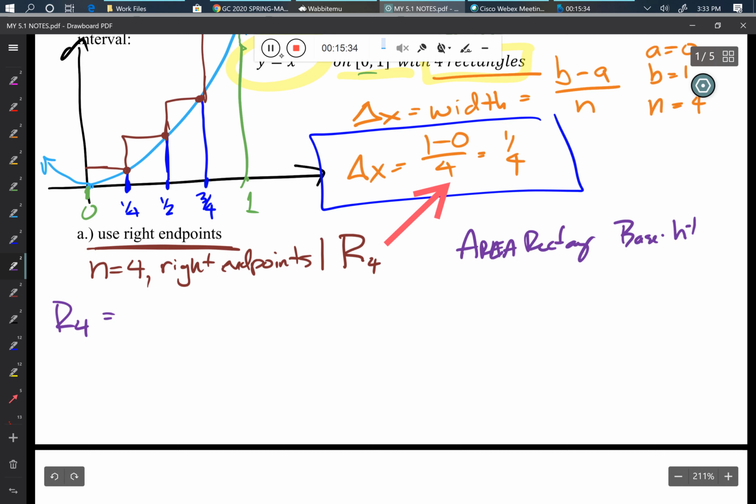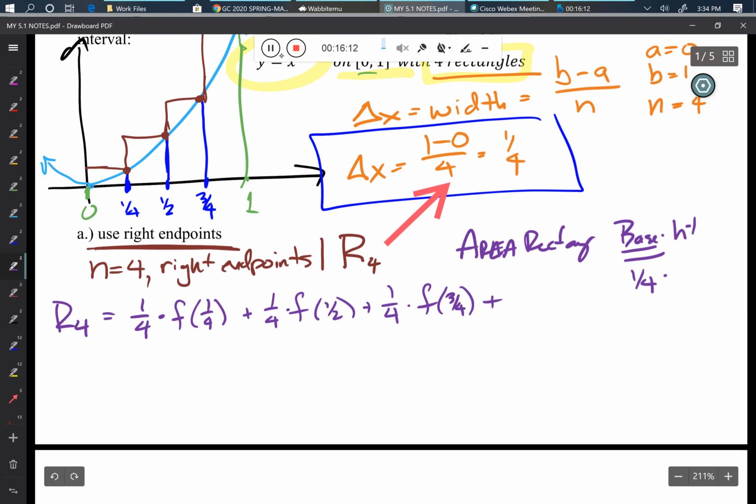base times height, but every single one of our rectangles has the same base. They all have a base of 1/4. Now the heights are going to change. The heights are based on the functional value of the right endpoint. So R sub 4 is going to look like this. 1/4 times f of 1/4 plus 1/4 times f of 1/2 plus 1/4 times f of 3/4 plus 1/4 times f of 1.